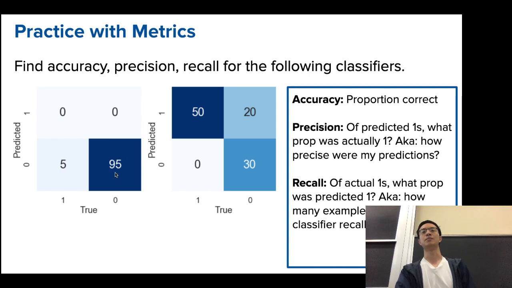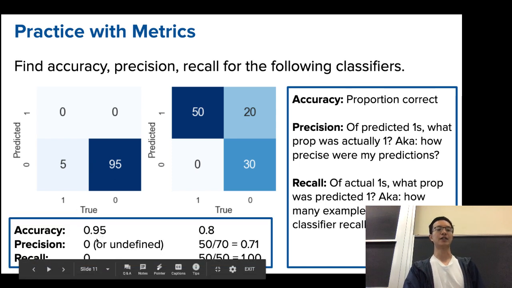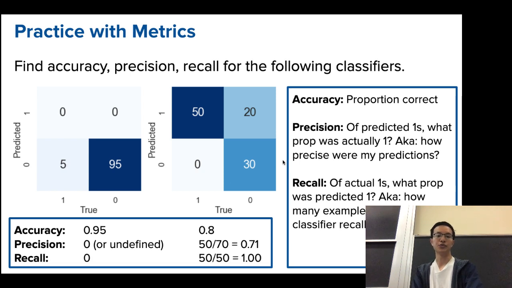And the precision and recall are both 0. So we have 0.95, and precision is undefined, because you're doing 0 divided by 0, which is not technically defined, but we'll call it 0 for now. And recall is 0, because you have 0 over 5. Okay, so for the classifier on the right, we have 100 examples, and the classifier marked 80 of them correctly, so we have an accuracy of 0.8. Precision is 50 over 70, the top row, and recall is 50 over 50, the first column.